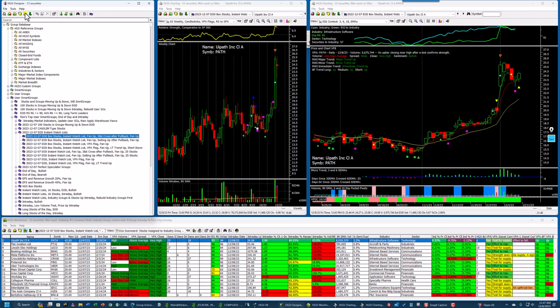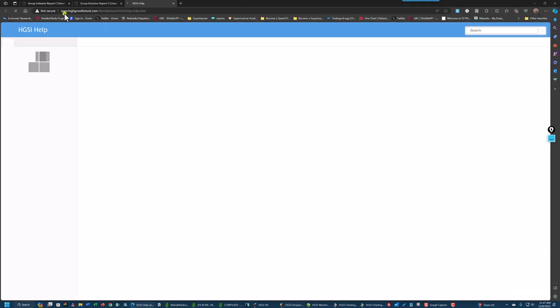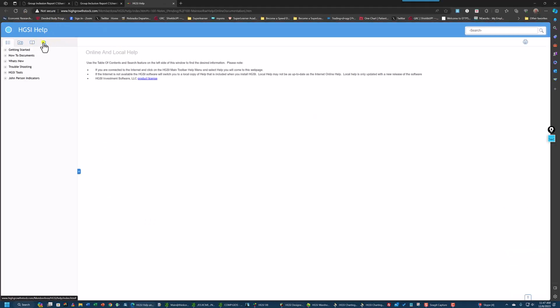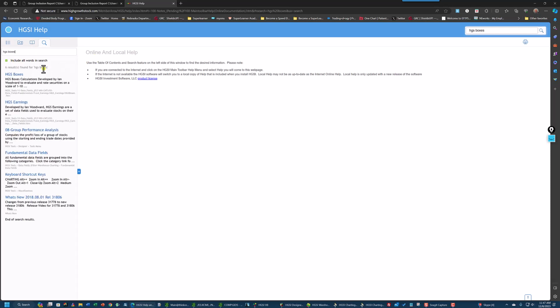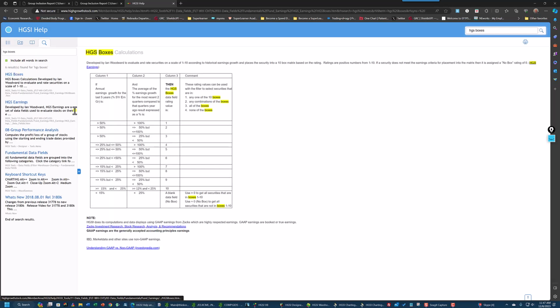If you want to learn about box stocks, and I'm not going to do it here, just go into the help file, click on the search, and type HGS boxes, and it will bring it up. Click on that, and it tells you right here how these box numbers are designated. I'll just give one example.